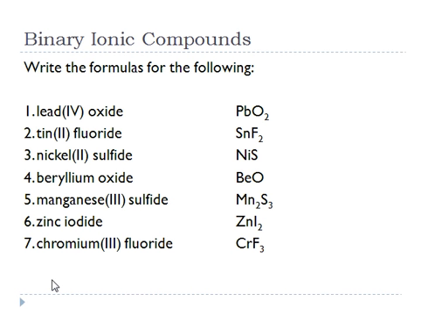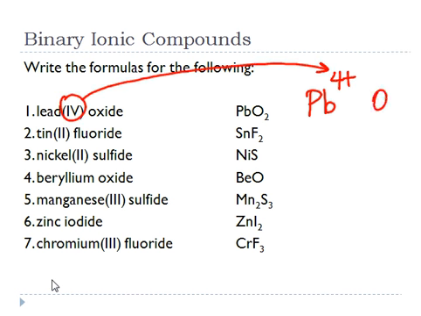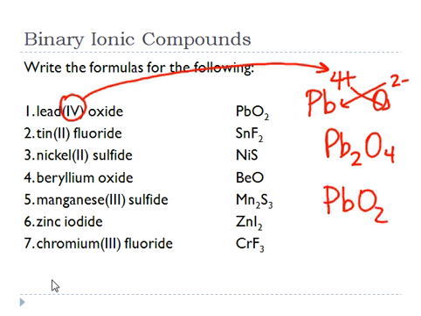So lead 4 oxide means I'm using Pb4+. So this 4 tells me the valence or the charge. And then I know that oxygen has a 2- charge because it's in group 16 on the periodic table. So when I crisscross these, I get Pb2O4, and like I just said on the last slide, we have to reduce that down to lowest terms, so that's how I get PbO2, which was my answer that I gave you up there.